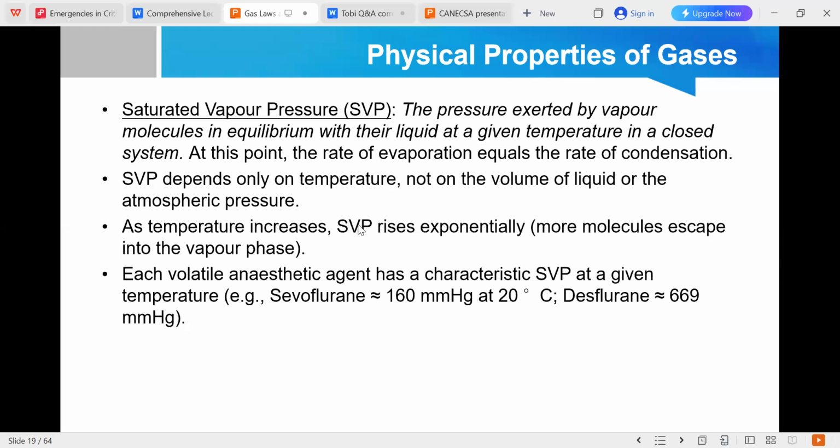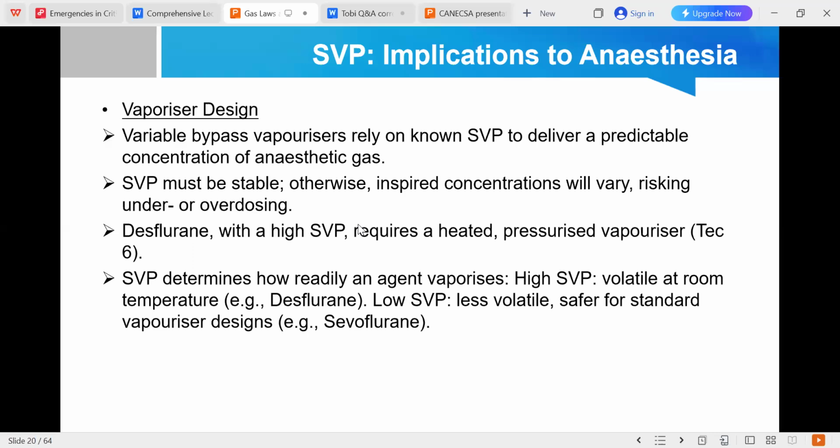Saturated vapor pressure depends only on temperature, not on the volume of the liquid or atmospheric pressure. Note that this is important because each volatile anesthetic agent in practice has its characteristic saturated vapor pressure at a given temperature. And this a lot of the time determines the design of its vaporizer, as we will see as we go on. Desflurane, for instance, has a very high saturated vapor pressure, so it requires a specific heating system. So these are the implications of saturated vapor pressure.